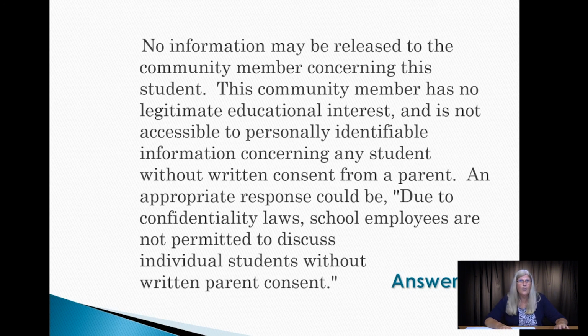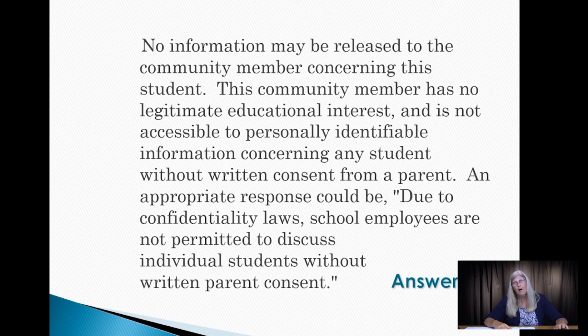The answer is no information can be given. So no information may be released to the community member concerning this student. This community member has no legitimate educational interest and has no access to personally identifiable information concerning any student without written consent from the parent.